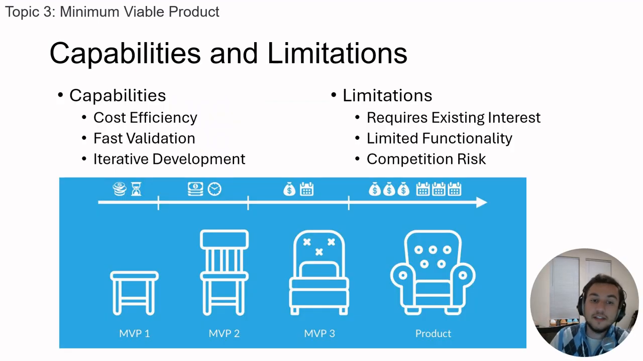In terms of capabilities and limitations, the main benefit of a minimum viable product is it's a very cost-effective way to get validation from consumers. You can throw out the product and see if they like it.